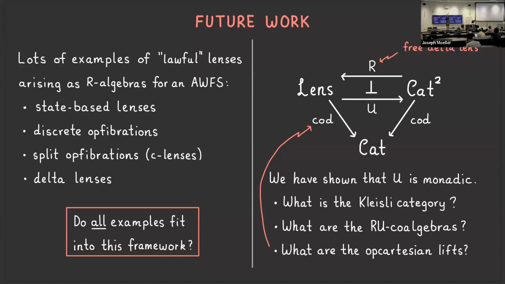I guess what this is really saying is, if we have a lens and we have a functor, how do we push forward the lens along the functor? I think this could be something interesting.